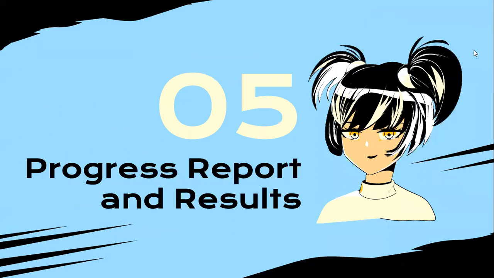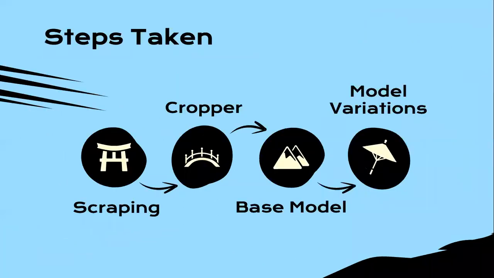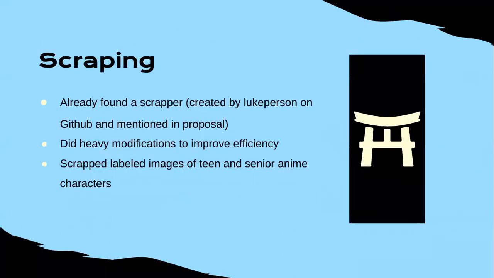So now, going to our progress and what we did in this milestone. First of all, we needed to scrape for the data, and we did a lot of scraping in order to obtain our data. And then we passed this data into a cropper in order to crop for the images of the faces of the characters. And then we had to apply our base model and then model the variations. So in the scraping, we already had a scraper, as mentioned in the proposal. However, we did a lot of modifications to it in order to improve its efficiency, and we scraped labeled images of teen and senior.